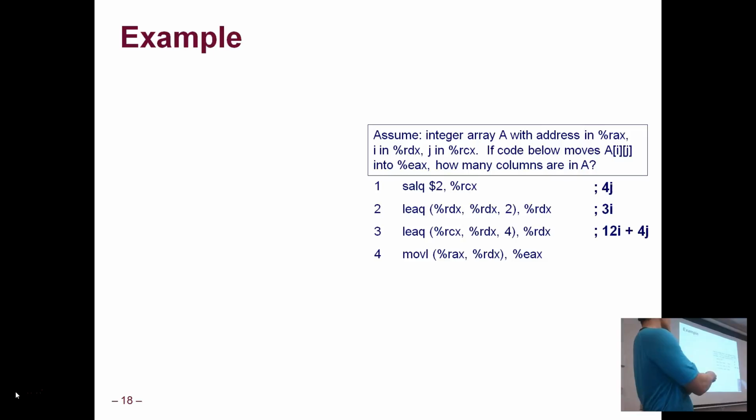So then here's your move, and your move is nothing special. It takes the base, A, adds this, 12i plus 4j, to it, and then dereferences that and puts it into EAX. This is your A of ij. Now, with that formula on the previous page, what is the number of columns here?